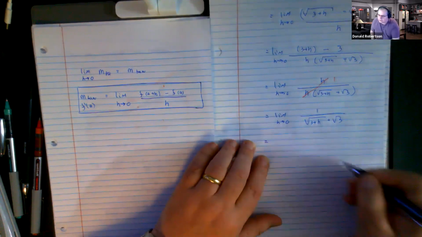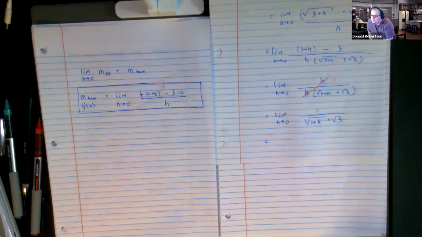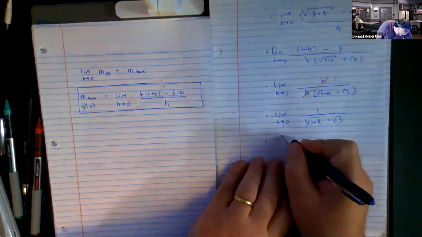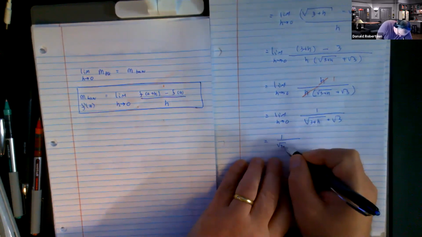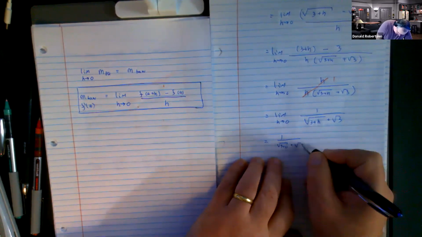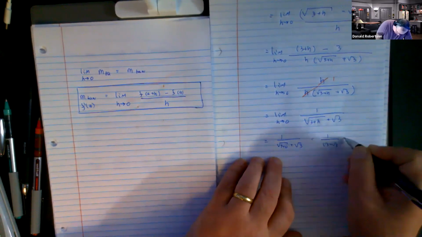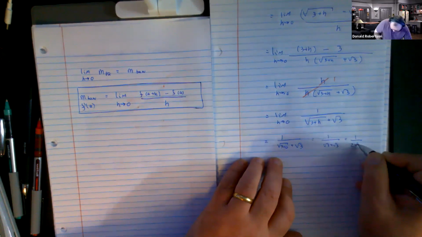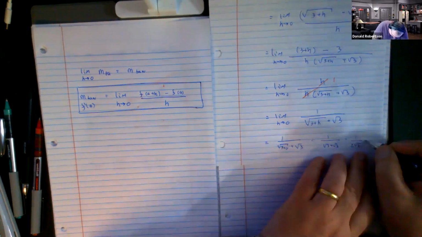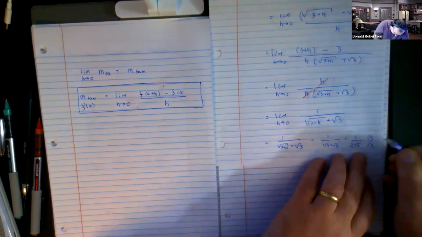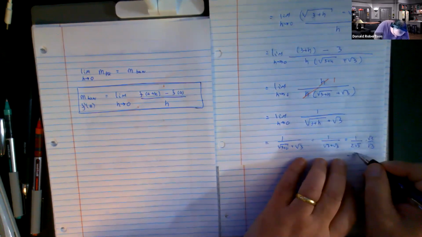Can we just brute force it now? Can't we just plug 0 in? So what do we get? Square root of 3 plus nothing, add the square root of 3. Now that's the square root of 3 plus another square root of 3, which is 1 over 2 square root of 3. Let's rationalize it. And what you get is square root of 3 over 6.